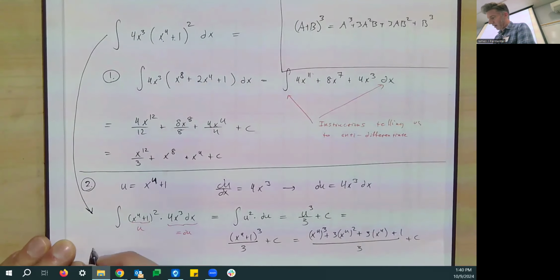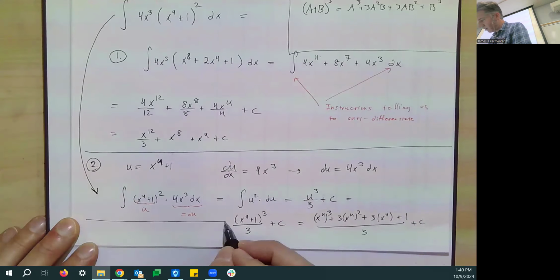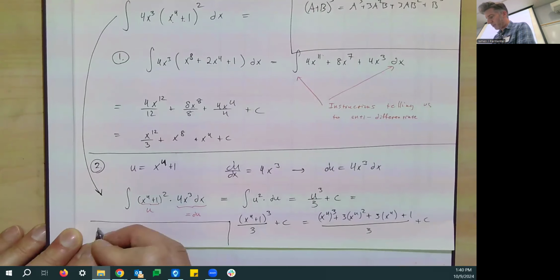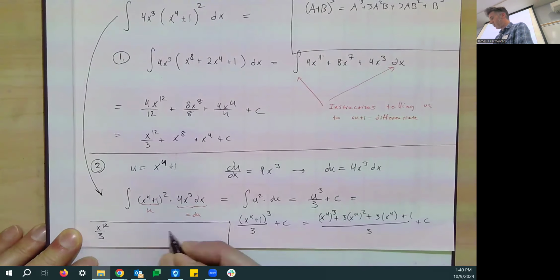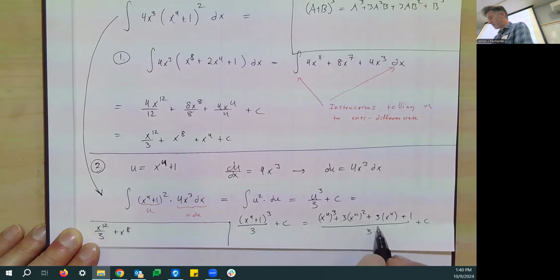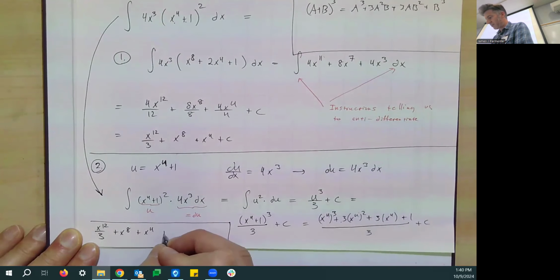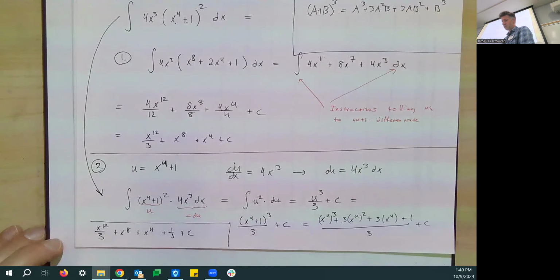So simplifying this, let me give myself some space over here. I get x to the 12th over 3. I get 3x to the 8th over 3, which is just x to the 8th. I get 3x to the 4th over 3, which is just x to the 4th. And I get 1/3 plus c. Are they exactly the same?